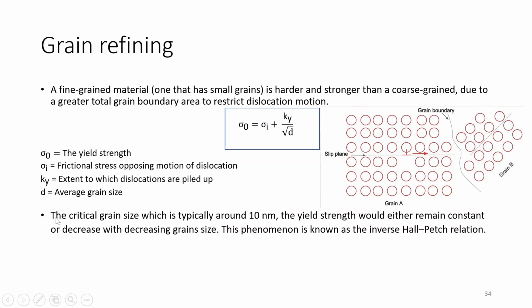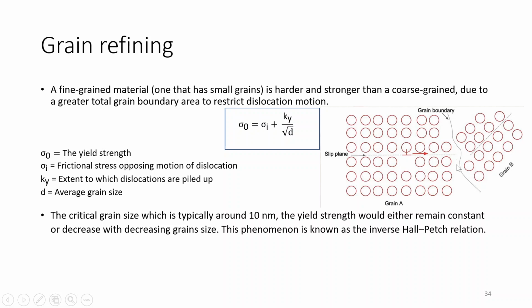So from this relation you can see if you increase the size of the grain, then your yield strength is more likely to go down. Below the critical grain size, which is typically around 10 nanometer, the yield strength would either remain constant or decrease with decreasing grain size. So if you keep decreasing your grain size even below 10 nanometer, then this rule will break. This breakage is known as the inverse Hall-Petch relation, and above this it is the Hall-Petch relation.